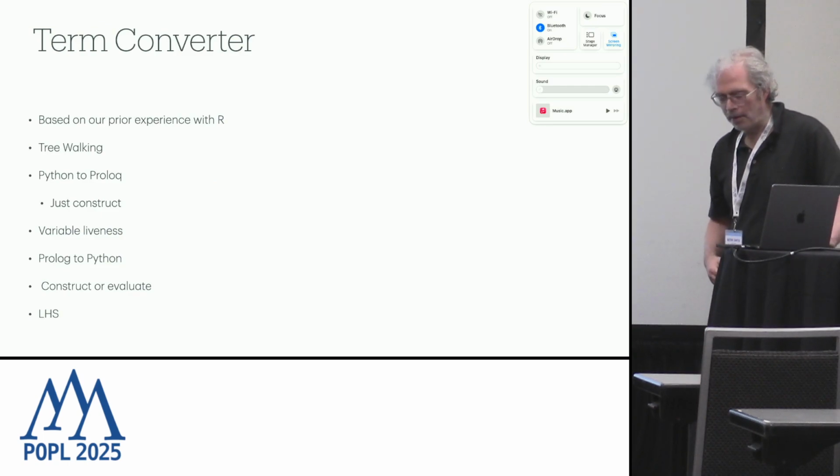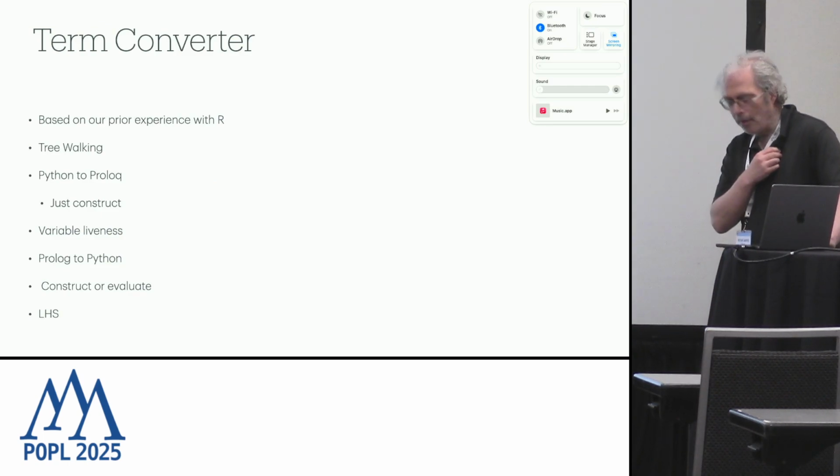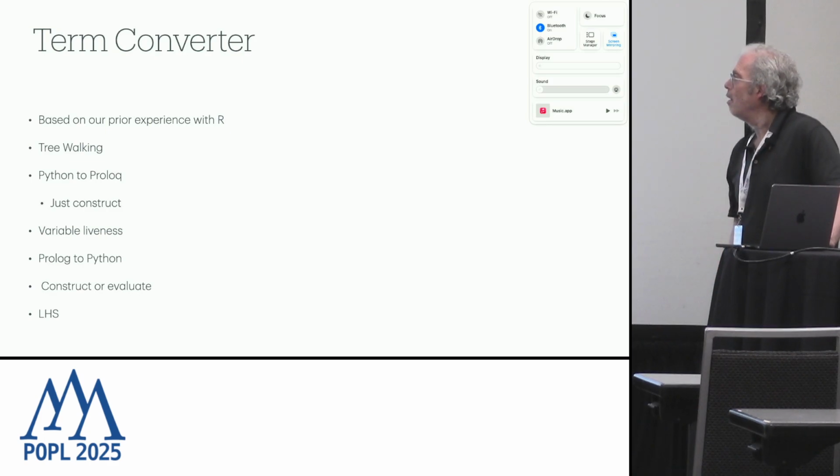This is based on previous work with R. Essentially, a tree walker. For Python to Prolog, you just basically construct. There's nothing much to do.